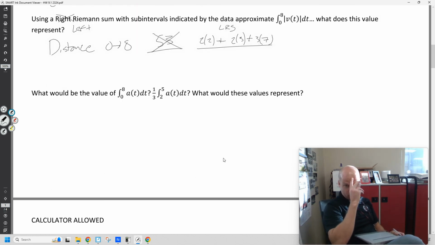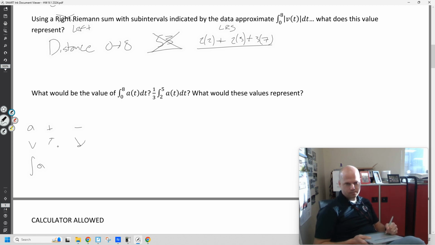All right, this next question is great. What would be the value of the integral from 0 to 8 of a? Well, the integral of a, the accumulation of a, is going to tell you how much v increases or decreases. If you remember your second derivative sign analysis, v prime will tell us about v. The accumulation of v prime will tell us how much v is changing. That's one way to think about things.